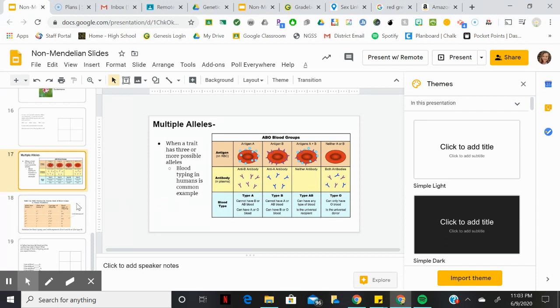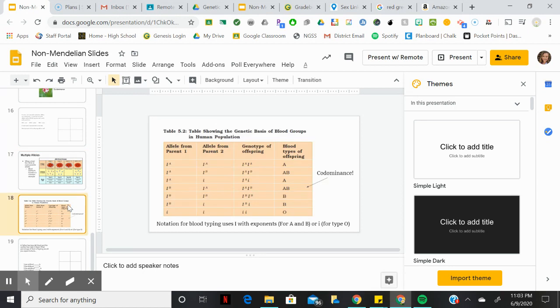Now let's look at how the genes actually line up. So let's say one parent has an A allele. Now look at the notation of this. For some reason, they use the letter I.